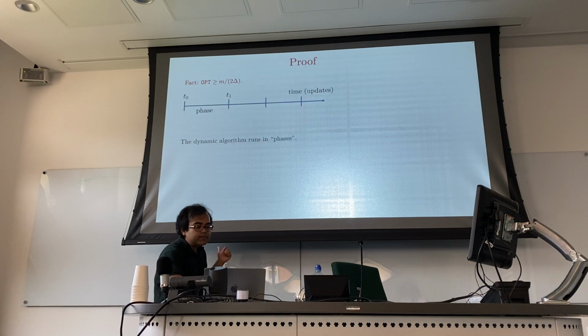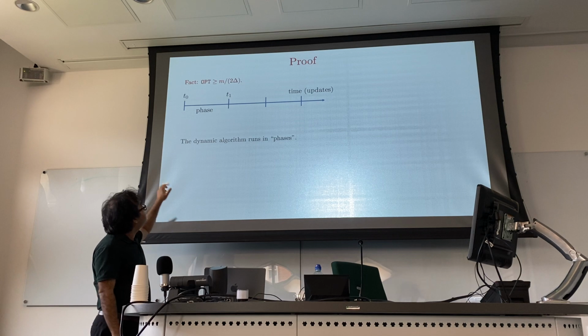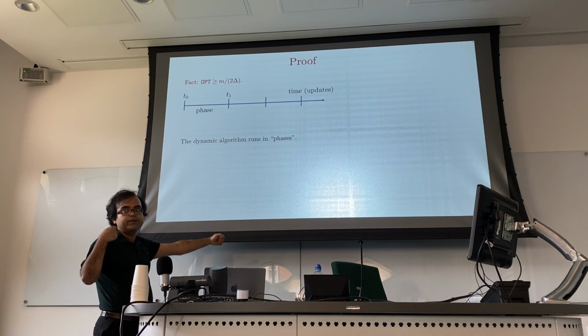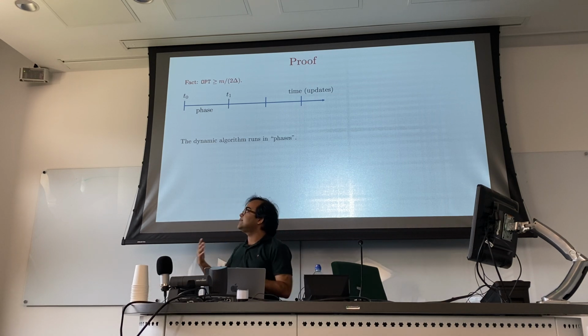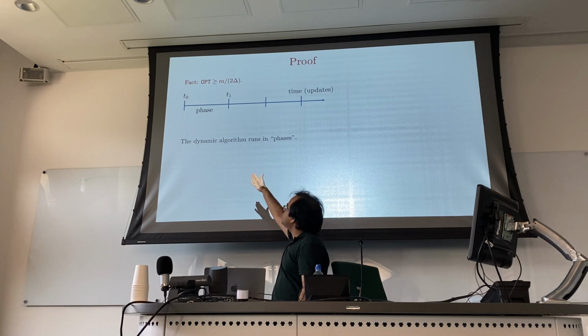So now the algorithm is this. Think of this time axis. I'm just thinking of this time as a sequence of updates. You just partition this sequence of updates into phases. Each phase is just a consecutive sequence of updates. So a phase starts at time t0, then at t1 and so on.